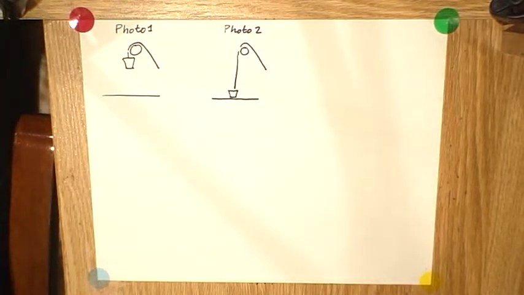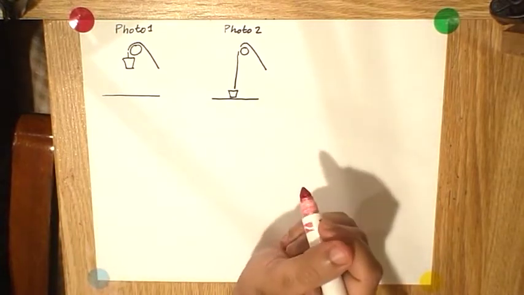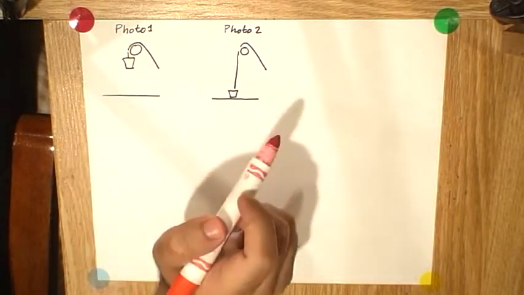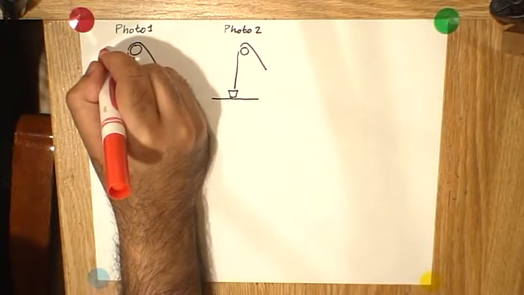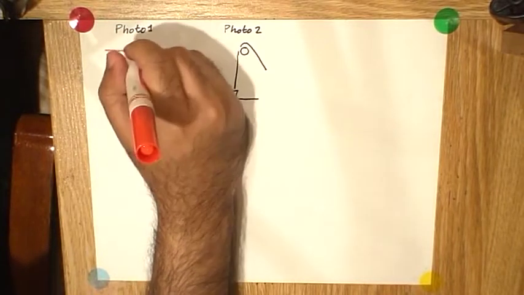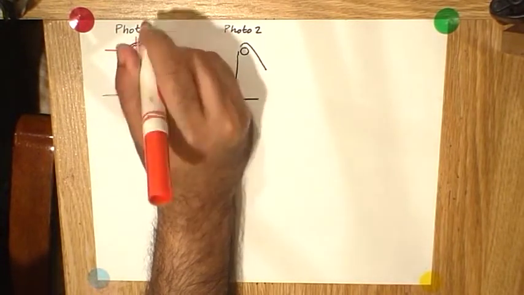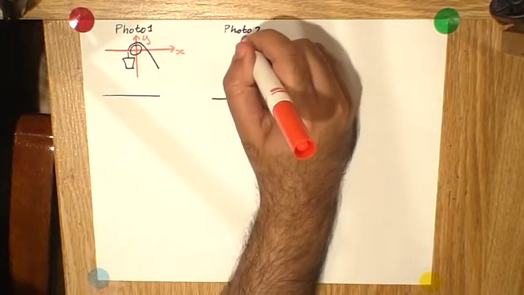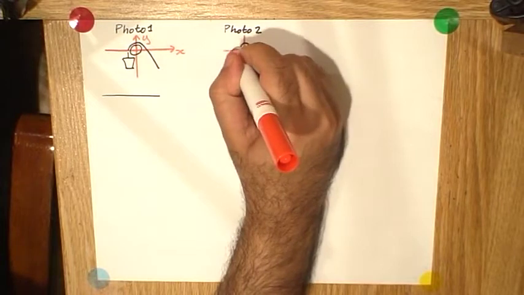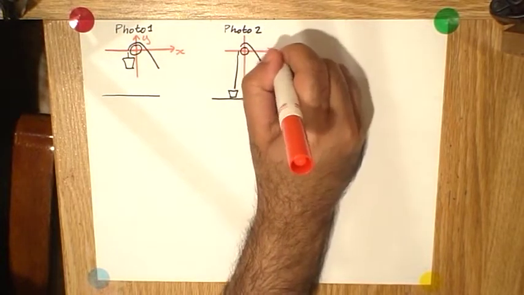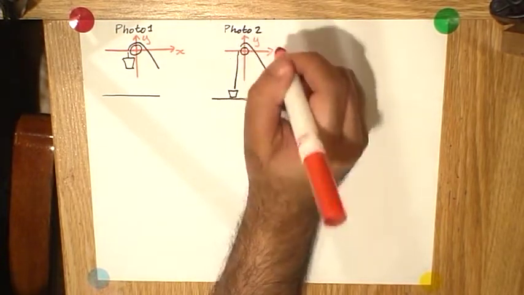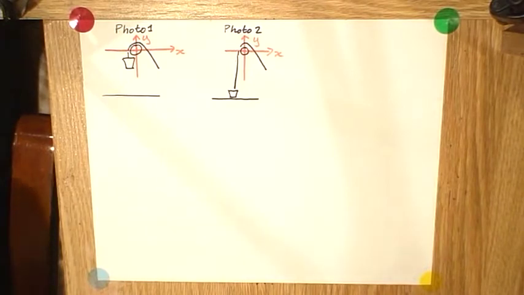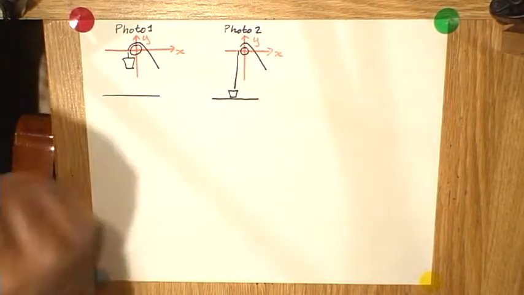Now, typically, we set the origin to be at the center of the pulley wheel, and this is not going to be any exception. I'm going to set my origin and my axes in the conventional way. That's Y, that's X, that's X, that's Y. Now, let's write down the information that we know.